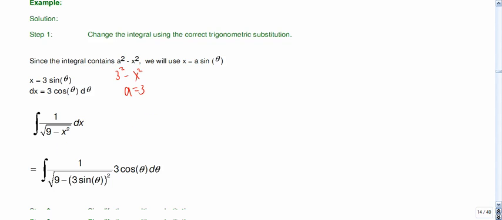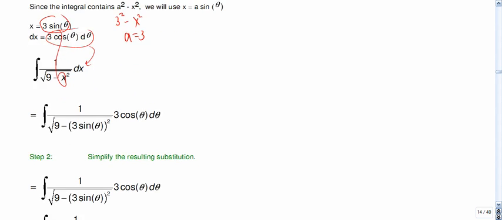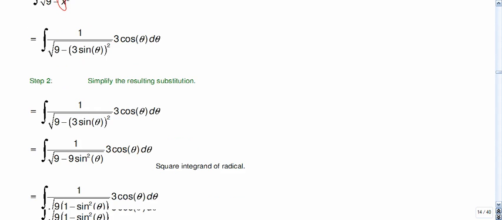Now I do the substitution. Again, in for x, I put 3 sine theta, and then in for dx, I put 3 cos theta d theta, which is what I did here. Second step, simplify the resulting substitution. So what I'm going to first do is square what's under the radical, the 3 sine theta. When I do that, that gives me 9 sine squared theta. So there I was squaring out this portion.